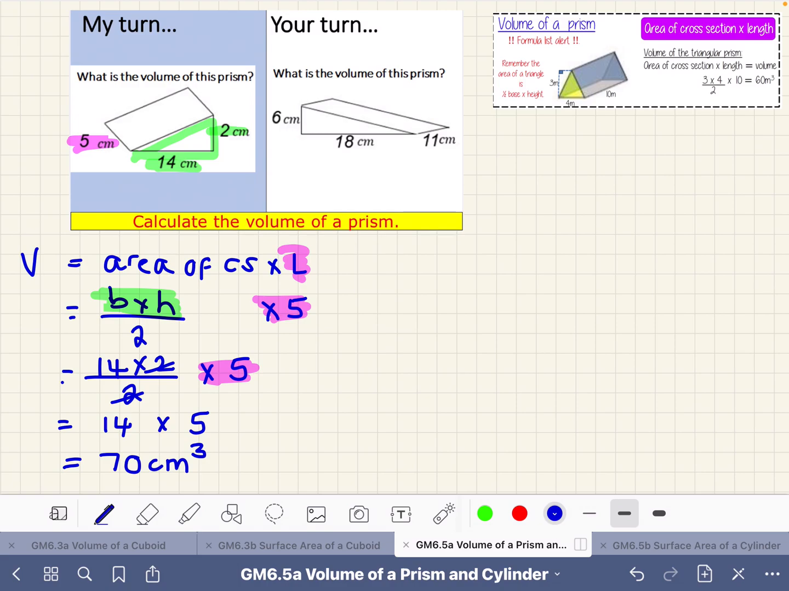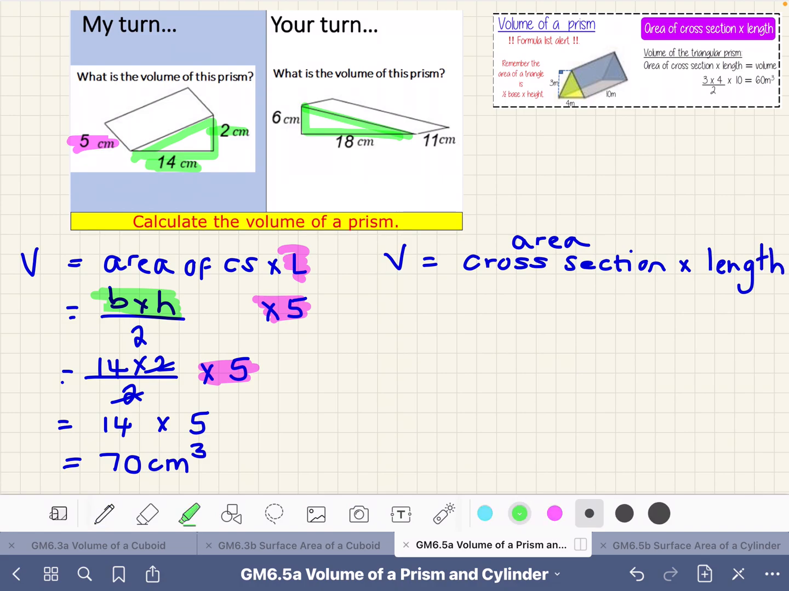In this question, we can see the face of this shape is again a triangle. That means when we're looking to work out the volume, it is equal to the cross-section multiplied by the length. We are looking at a triangle area to begin with here. That comes from the 18 and the 6 centimetres there.